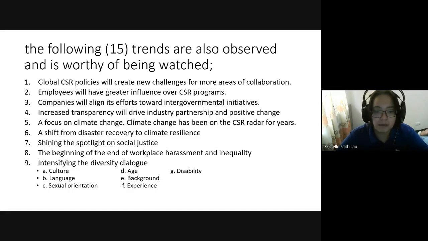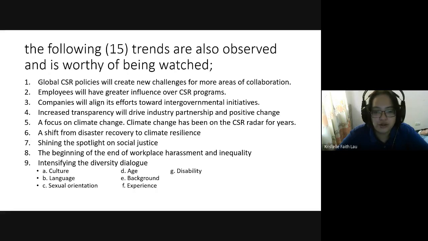Then, third, kay companies, kay they will align its effort towards ilahang intergovernmental ng mga initiatives. So, for example, in ANI, kay example of this is the 2015 na Paris Climate Conference. Then, pang-apat, they have to increase the transparency that will drive the industry partnership and even positive change.